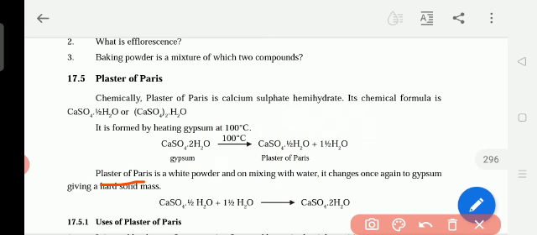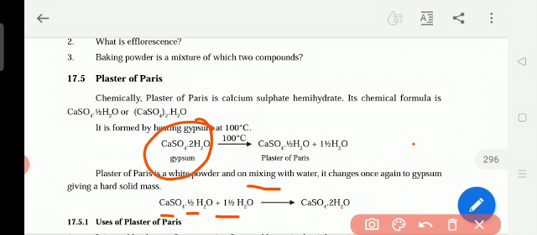Plaster of Paris is a white powder and on mixing with water it changes once again to gypsum, giving a hard and solid mass. So plaster of Paris is like a white powder. We say white cement. It is mostly used to paste the tiles, and on mixing with the water again it changes into gypsum. It becomes hard. Okay, CaSO4 half H2O plus 1.5 H2O.